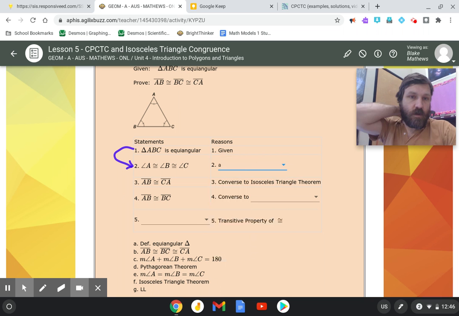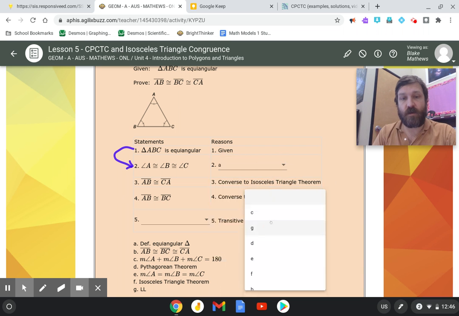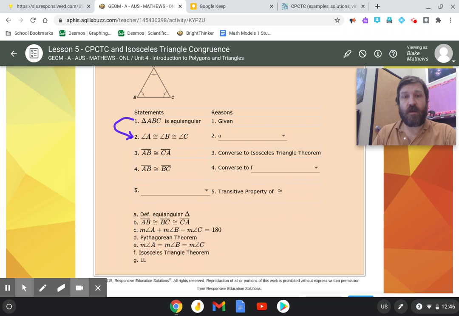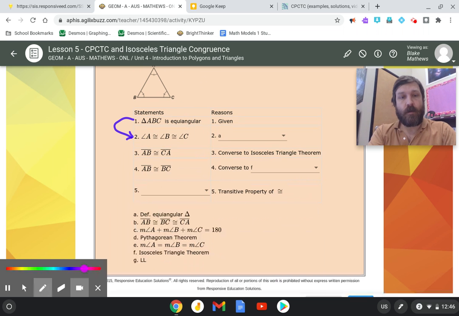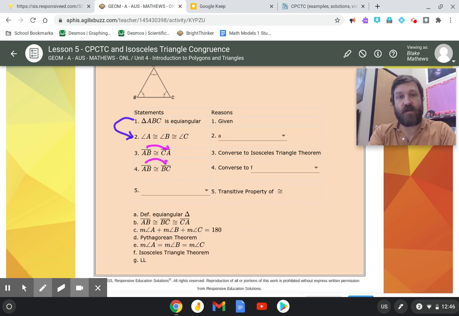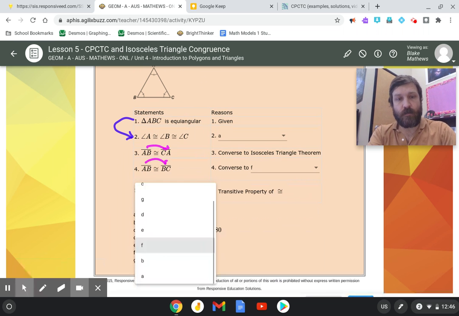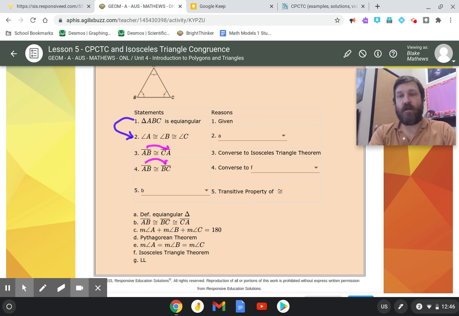Then they say, okay, therefore, AB is congruent to CA. They're using the converse to their isosceles triangle theorem. And then AB is equal to BC, and that's the same, the converse of the isosceles triangle theorem. We're using the same theorem to prove both of those things. And then finally, because of that, we can say that all three of those are congruent, because AB is congruent to both CA and BC. Then we can go ahead and say that all three are congruent, which is answer choice B. And that's the end of that proof.